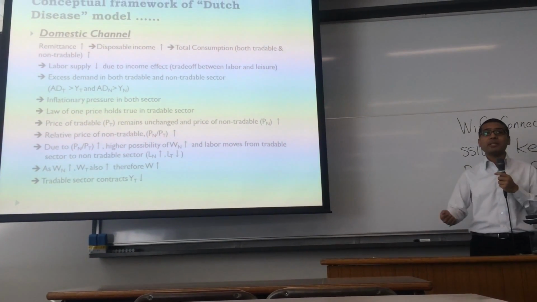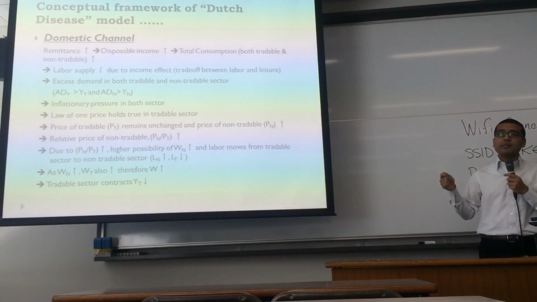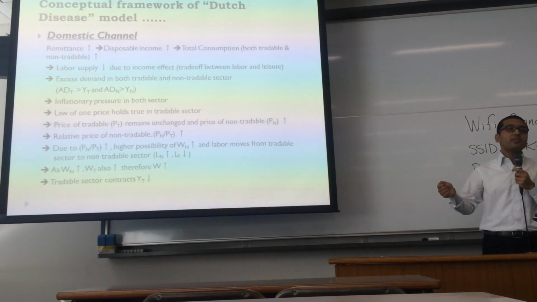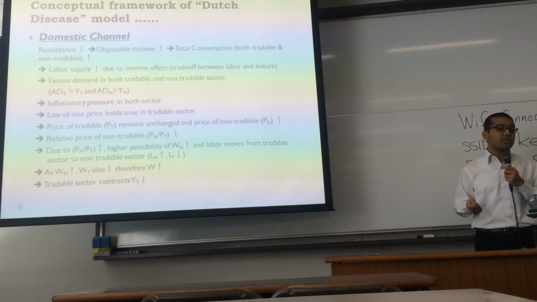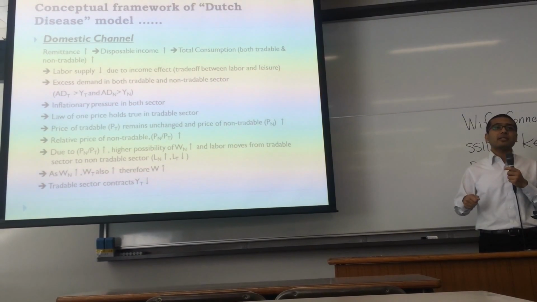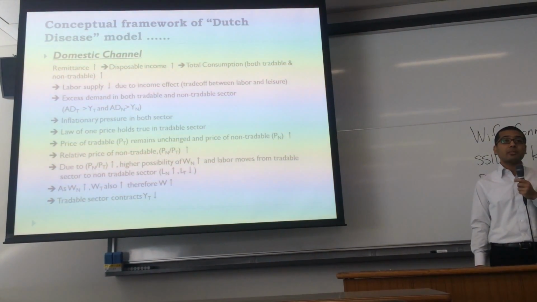Let me go to the domestic channel. What happens when remittance increases? First, remittance increase means disposable income increases. That increases the demand for consumption. So total consumption increases in both the tradable and non-tradable sectors equally.